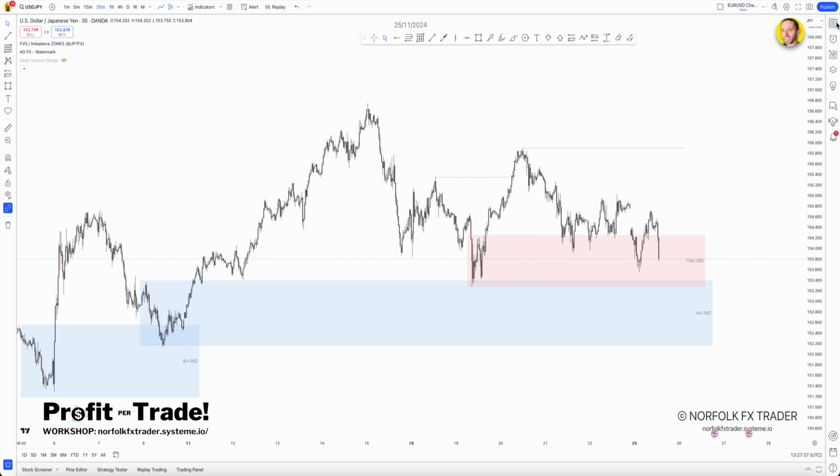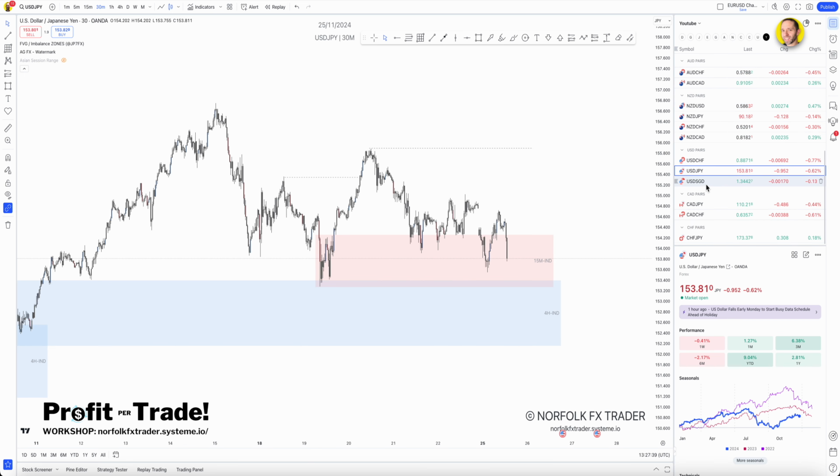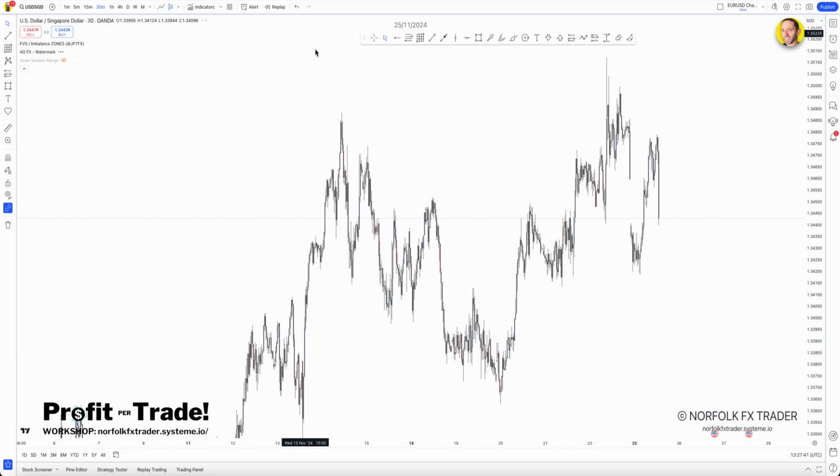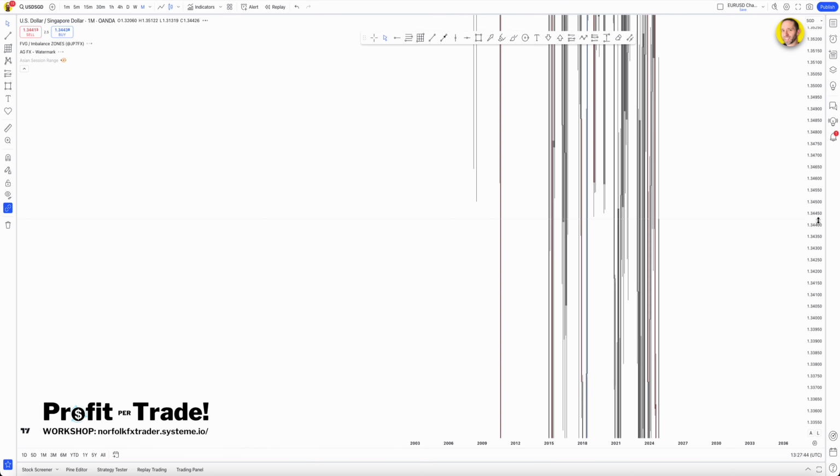That's the US dollar, Japanese yen. Next pair is the US dollar, Singapore dollar. We'll jump to the monthly time frame.